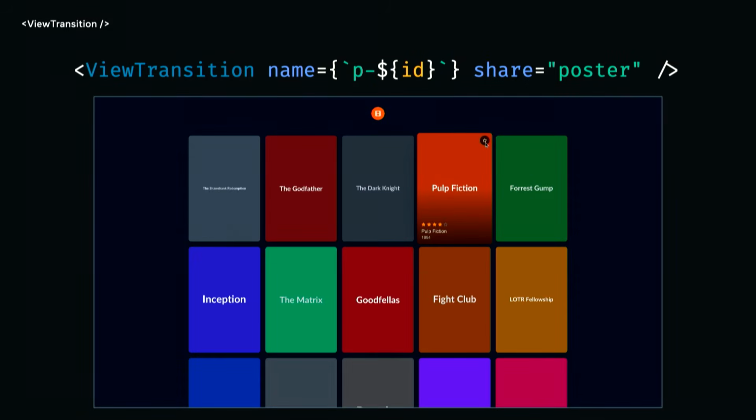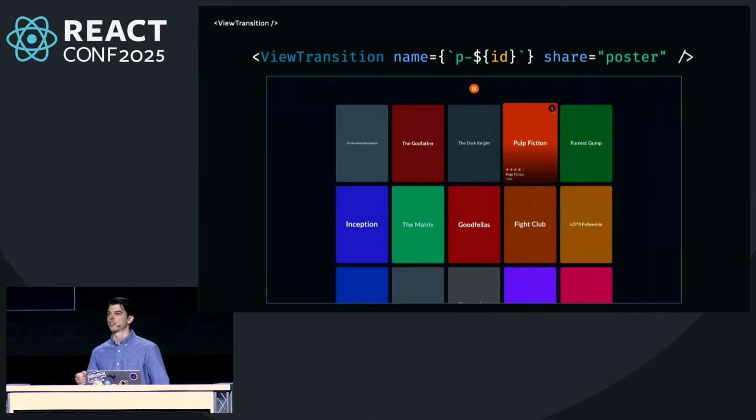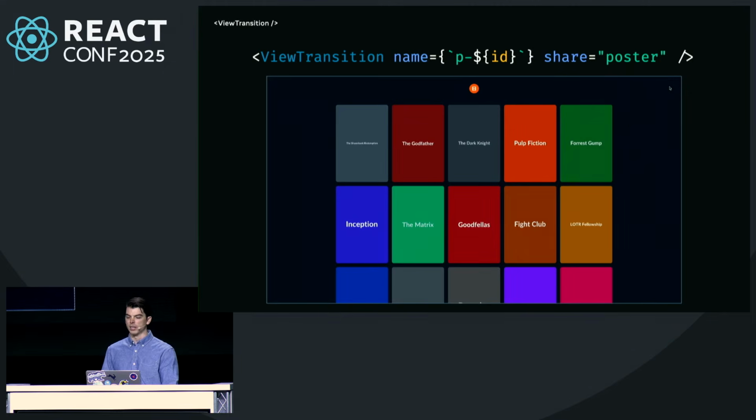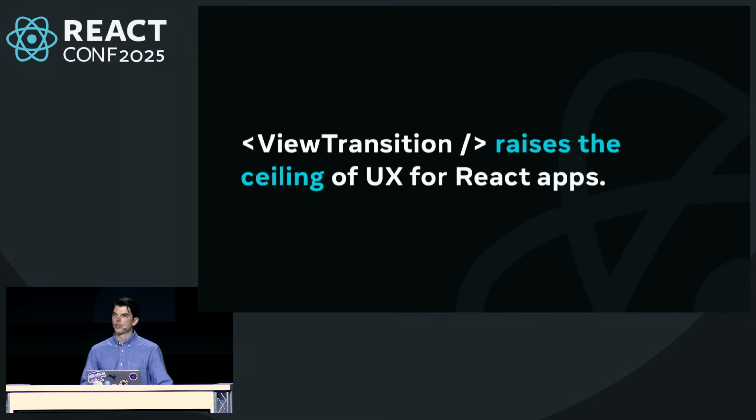And finally, my favorite part, we have share animations. With share animations, we can implement magic move-like effects with just a few lines of code. These activate when you have a pair of view transition components that have matching names, and one is hidden while another one appears in the same update. So with enter, exit, update, and share animations powered by React transitions and suspense, there is so much possibility. And this truly raises the ceiling on UX for React applications.